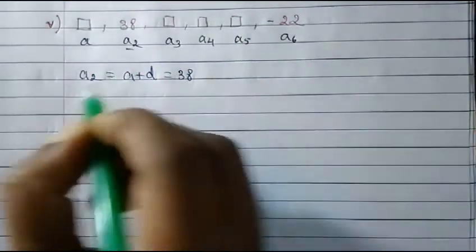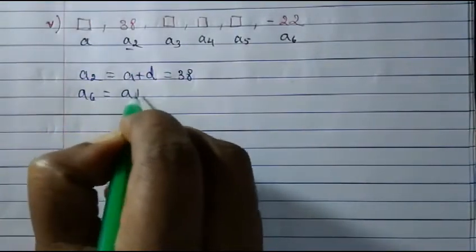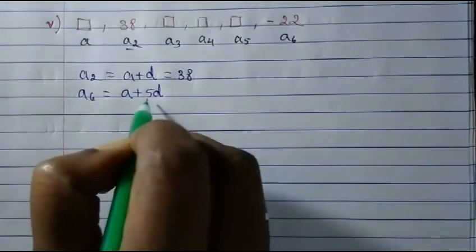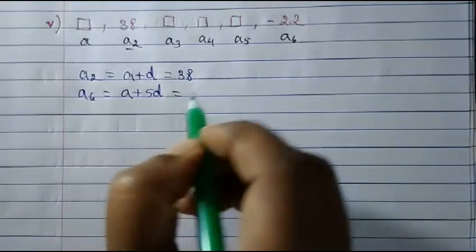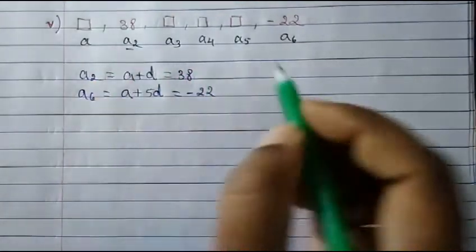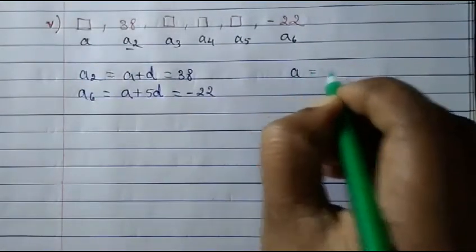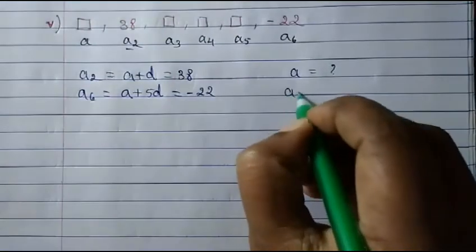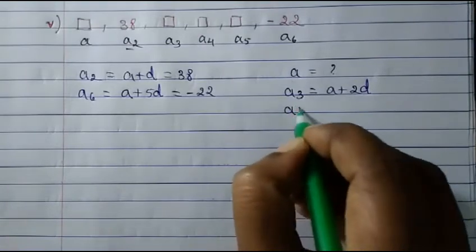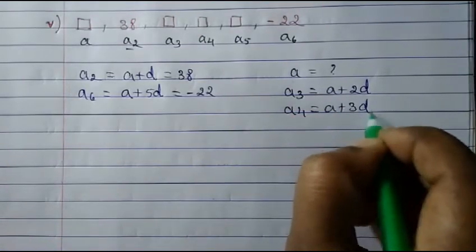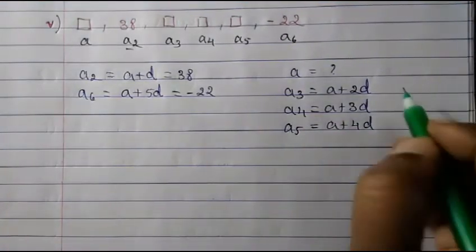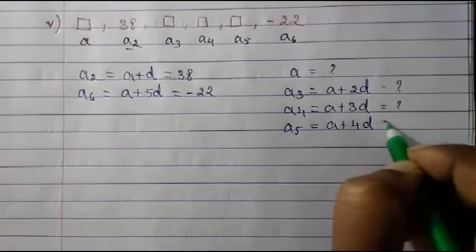Next, what is given to us is A6. A6 will be A plus 5D. Just 1 less you have to write here. If it is 6th, then 1 less you have to write down. So then that is minus 22. Rest, what is not given to us, is A. Then A3 we can write as A plus 2D. Then A4 will be A plus 3D. And then A5 will be A plus 4D. So this we have to find out.